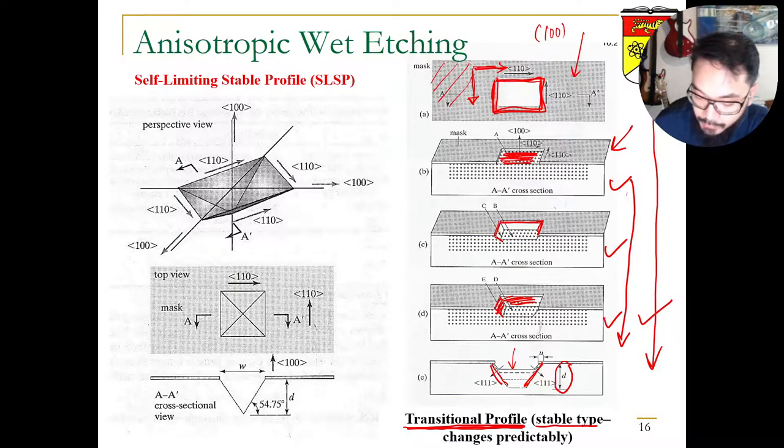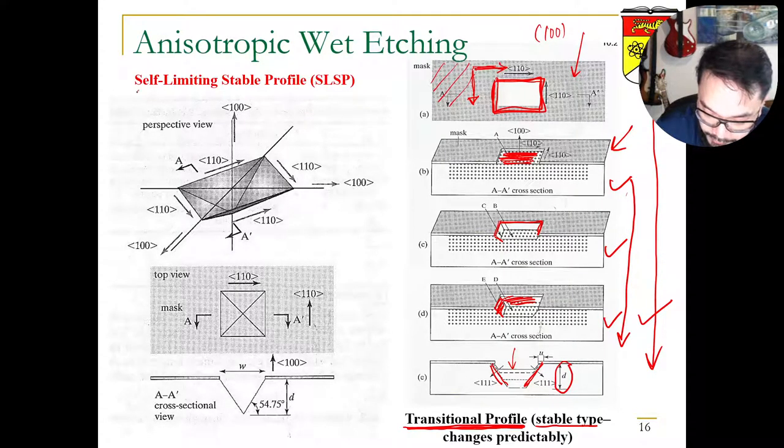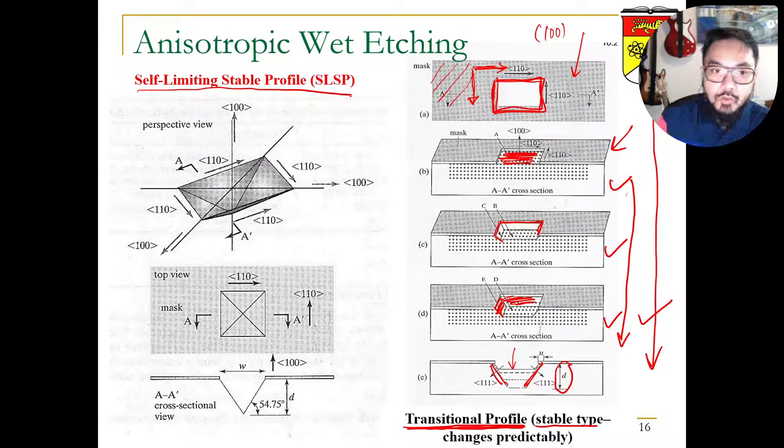Okay, so another concept that you need to look at or understand is self-limiting stable profile, SLSP. So what is SLSP? Self-limiting stable profile is the edge profile at which it will stop when you reach a certain stage during the etching process. And this stage is determined by the material itself. Okay, what do I mean by that?